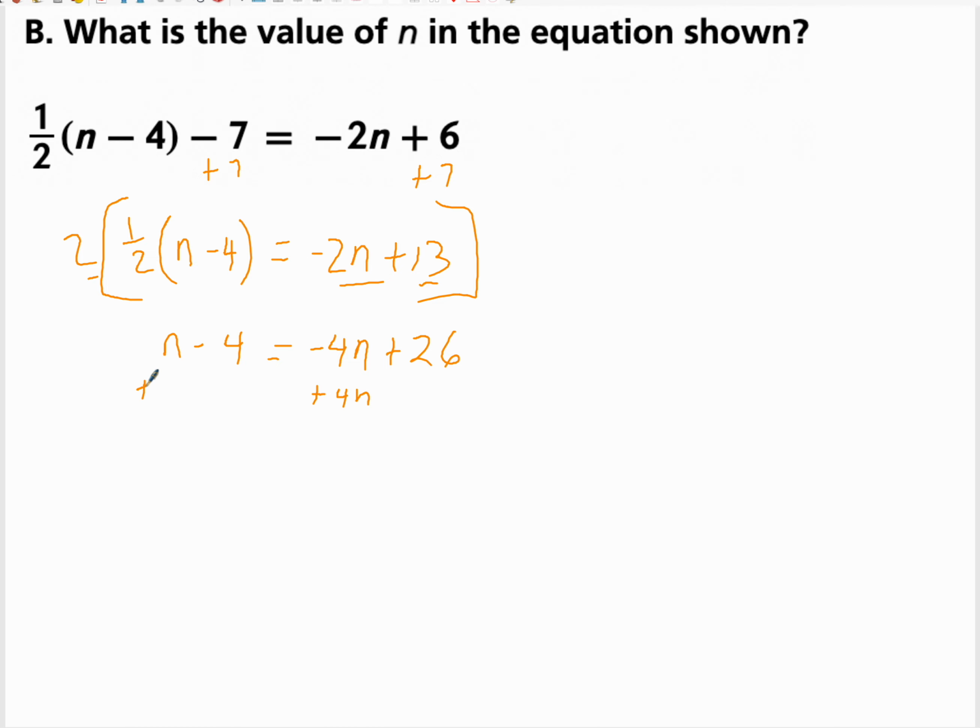I always start by looking at the variable and choosing one of the two variables to work with. I either need to do something with this n or something with this term, and adding is always better than subtracting. So I'm going to add 4n, but then I need to do plus 4 here and plus 4 here. So 1n plus 4n is 5n. Those two cancel. These two cancel, and then 26 plus 4 would be 30. Divide by 5, n is 6.